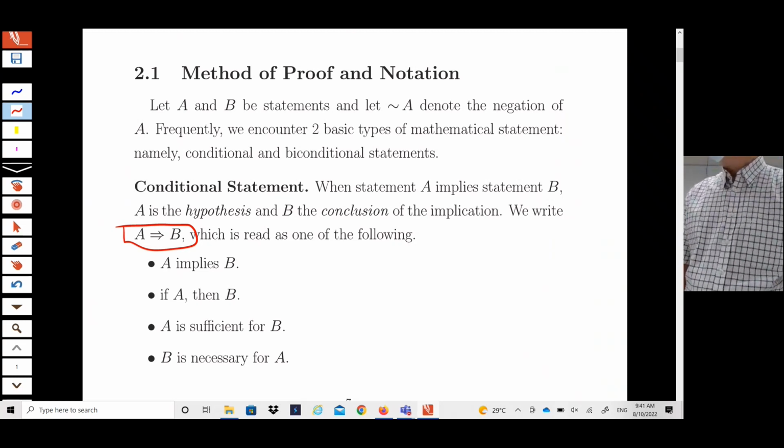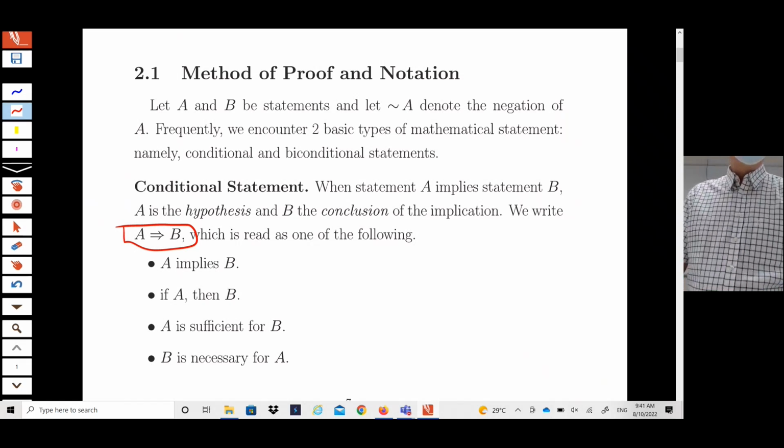Okay, so that means when the statement A holds, then we can guarantee that statement B will hold as well, as a consequence of the statement A holding. So in this case, we say if A, then B, or we say A is sufficient for B. A is a sufficient condition for B. And from the logic, A is a sufficient condition for B means that if A happens, then we can guarantee that B will happen.